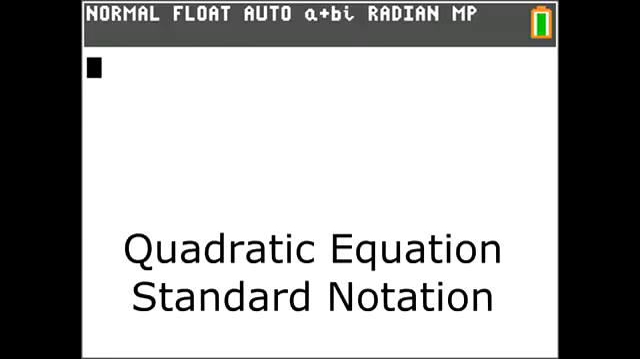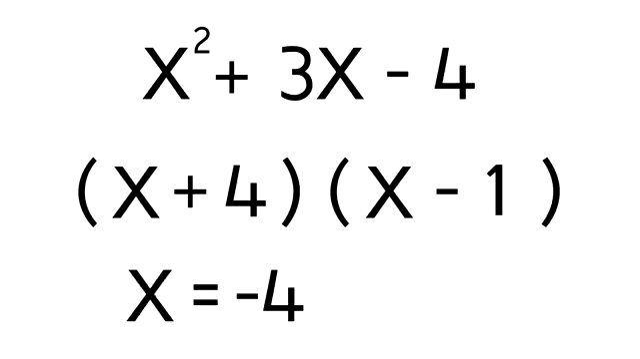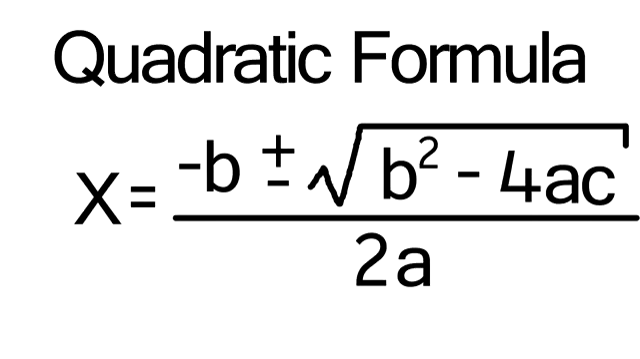Remember, a quadratic equation is in the form of ax squared plus bx plus c. To solve for x on a quadratic equation, we usually factor the equation. However, sometimes the quadratic is too difficult to factor, so we use the quadratic formula, which is x equals negative b plus or minus the square root of b squared minus 4ac all over 2a.